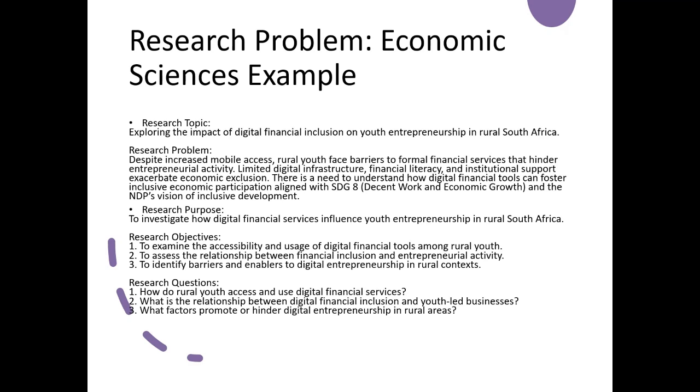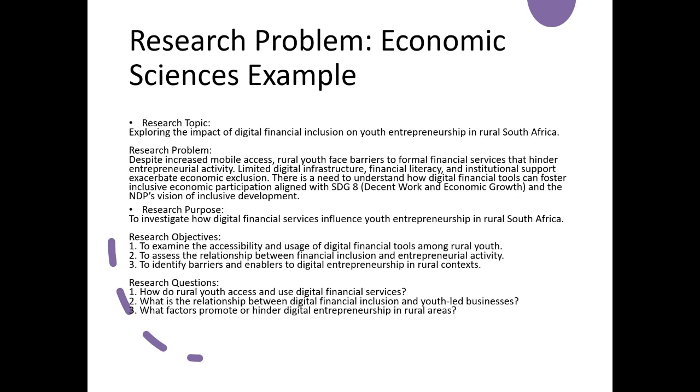So at the end of a problem statement, you can, for instance, say that there's a need to understand how digital financial tools can foster inclusive economic participation aligned with SDG 8, decent work and economic growth, and the NDP's vision of inclusive development. So you can see by arguing with evidence, first of all, that you can bring clarity, that you can bring justification to your research, and the reader can automatically see where the alignment is and therefore potential impact and contributions. So your research purpose might be to investigate how digital financial services influence youth entrepreneurship in rural South Africa.